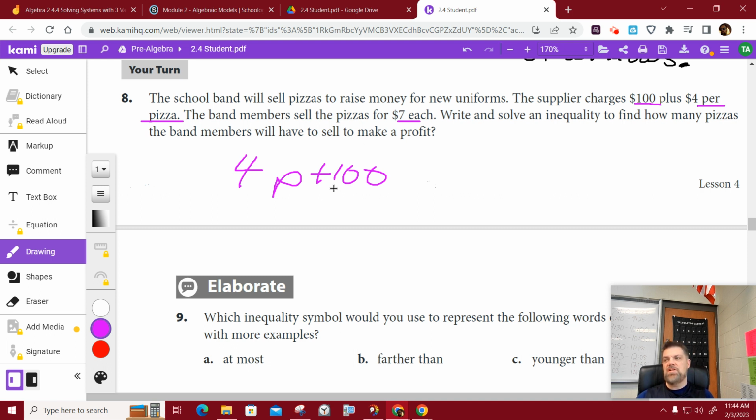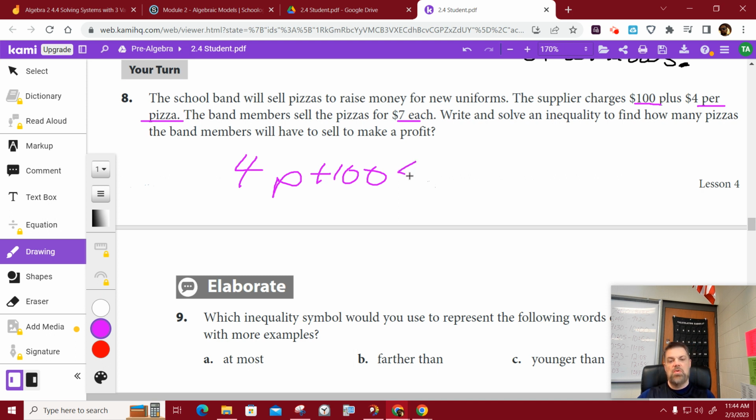So you have to pay, so let me explain how this works. You have to pay $4 per pizza. I don't know how many pizzas that is, so I use P. I also have to pay $100 up front to supply the pizza. I want to sell them for $7 each. So when I think about the cost per pizza, I have to make sure that it's going to cover the $7.